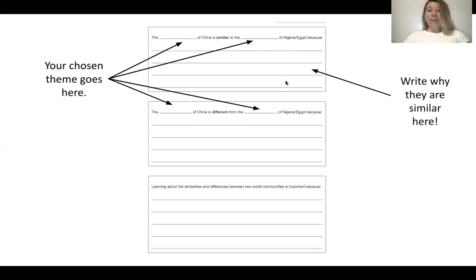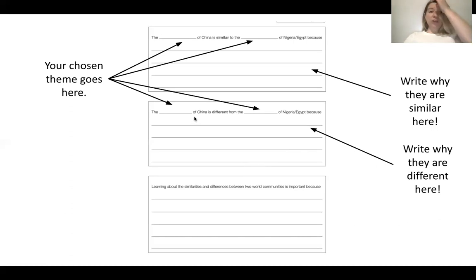Next, you will write about why they are similar here, using the lens of your chosen theme. So if you chose government, you are only comparing the government of China and the government of your chosen country. You are doing that here, and you should make sure to write 3 similarities. Here you are writing why they are different based on your theme. So whatever theme you chose, contrast that theme between China and the other country you chose. And make sure you write 3 differences.